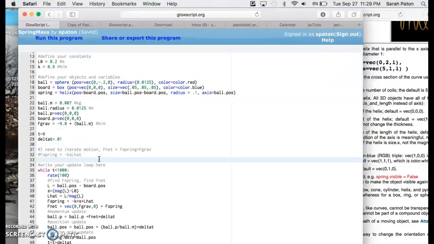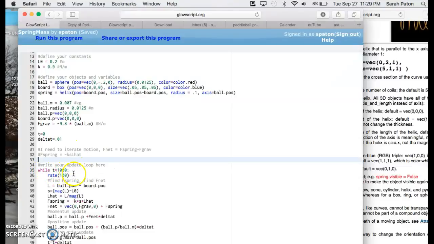As I said before, when I felt I was really lost, I broke my process down into a couple of definite steps. So this is my note to myself, telling myself I need to iterate motion, and to keep in mind what the total F net was, and the formula for F spring. And then here's my update loop.